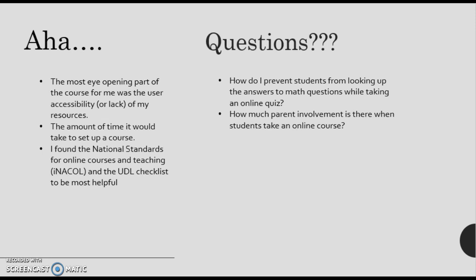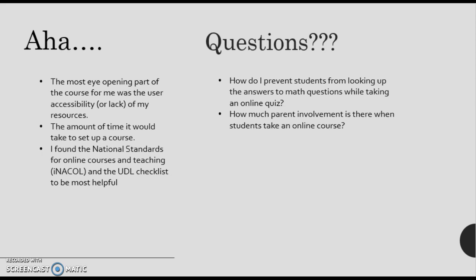Some questions I have moving forward, and I think they might be addressed in the courses to come, are: how do I prevent students from looking up the answers to math questions while taking an online quiz? And how much parent involvement is there when students take an online course? Do you still call them when their child isn't performing like you would in a regular classroom?